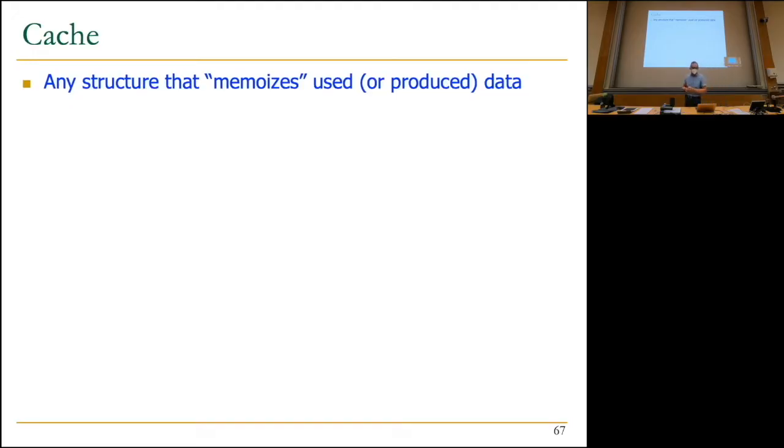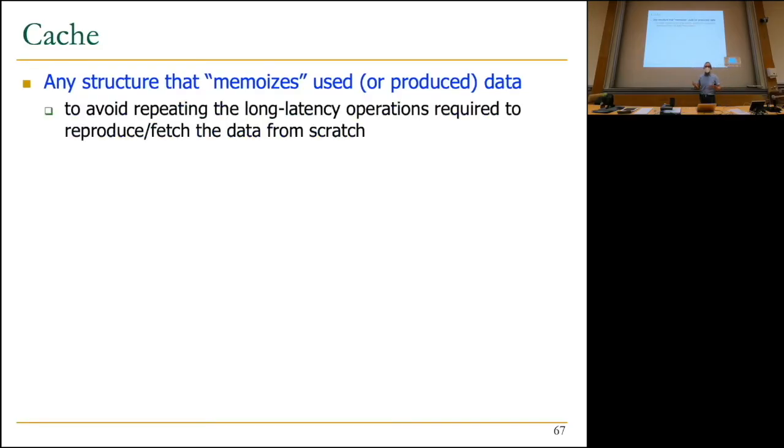But in computing, caching is heavily used at essentially software as well as hardware levels, right? So the goal is to avoid repeating long latency operations required to reproduce or refetch the data from scratch. That's the idea, basically. You have some long latency operation. You don't want to repeat it. You just put it in your cache and hope that you're going to access it again when needed.